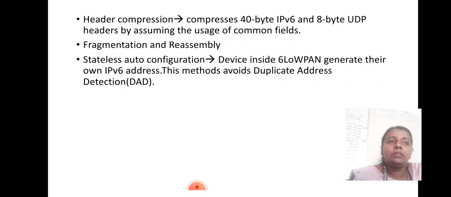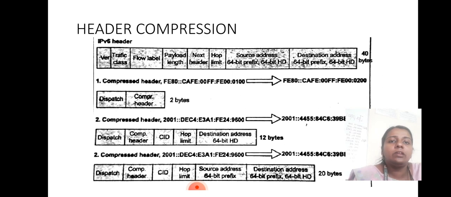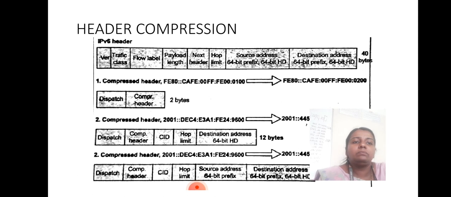And the next one is fragmentation and reassembly. Next is stateless auto configuration, where devices inside the 6LoWPAN generate their own IPv6 address. This method avoids duplicate address detection. So this is the header compression. First given is the IPv6 header, which is a 40 byte header. Next is the compressed header, that is 2 bytes. Next shows the compressed header of 12 bytes, and the third one shows a compressed header of 20 bytes.